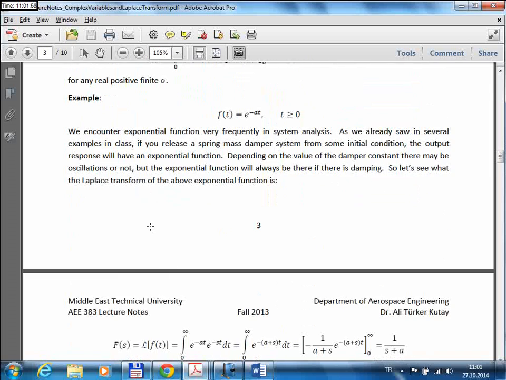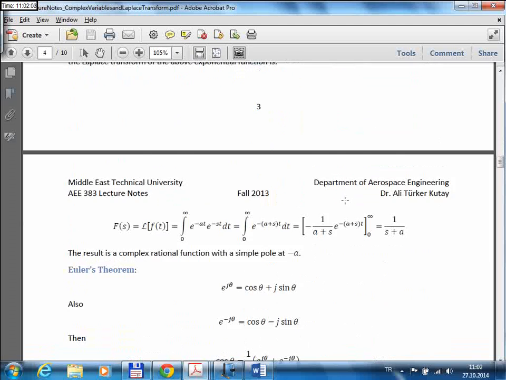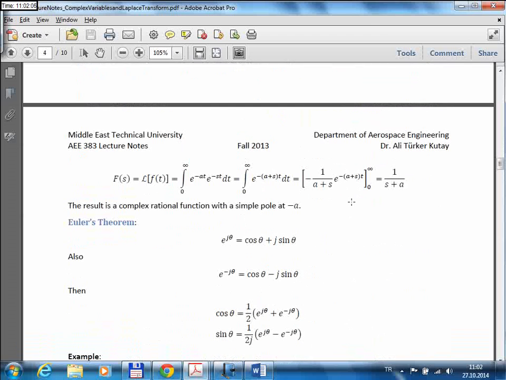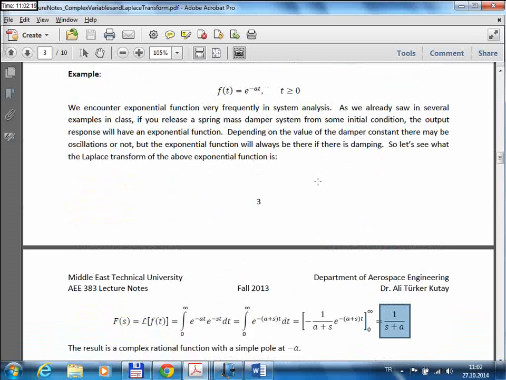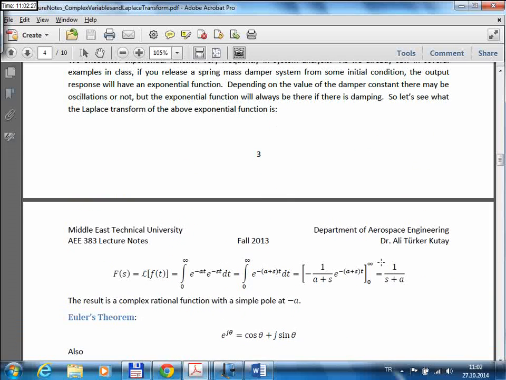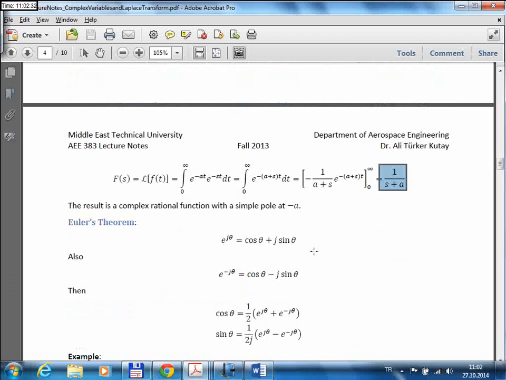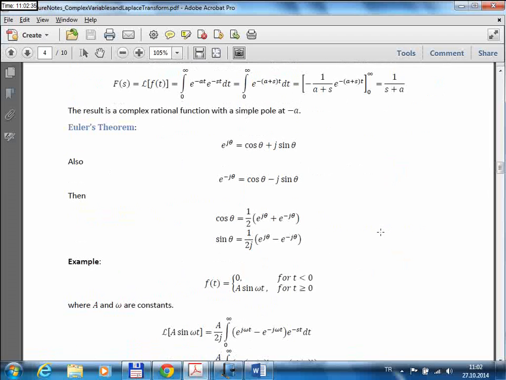So as a second example, we computed the transform of this function, e to power minus at. The integral we need to take becomes this, which can be combined into one term. And then from there we get the transform of that function as 1 over s plus a. So we already start seeing the power of Laplace transformation. The original function contains an exponential term. And when the transformation is taken, it turns into 1 over s plus a term, which is easier to deal with. Okay, so let's continue. This is where we stopped last week.